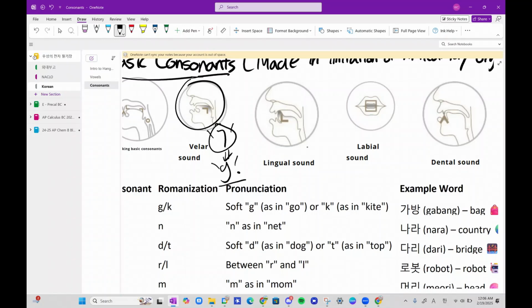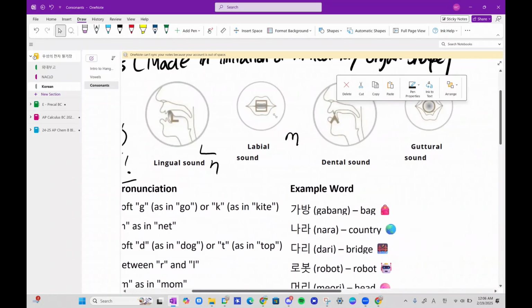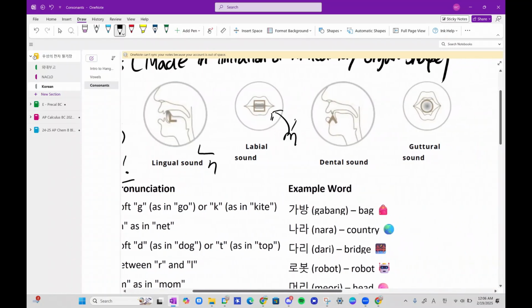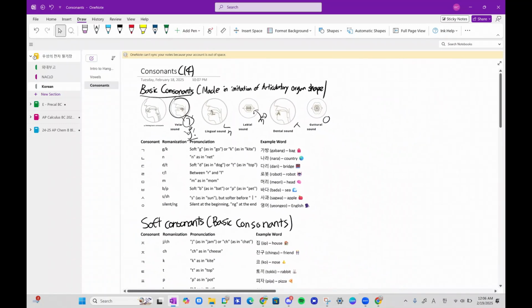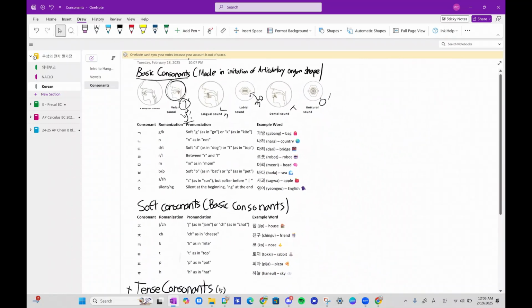And the same thing applies for N, for M. If you just look at the lips over here, that kind of resembles the letter, and the S and the Yung, which doesn't have a sound.